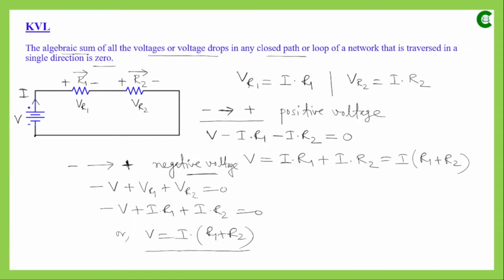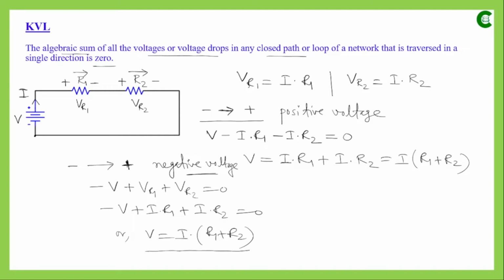We will finally reach the same equation or expression, but we have to keep in mind that whatever convention we are following for that particular circuit, however many components that circuit has, for all of them we have to follow the same convention. If we follow the same convention for all the components in that closed circuit, then we will get the same result finally.